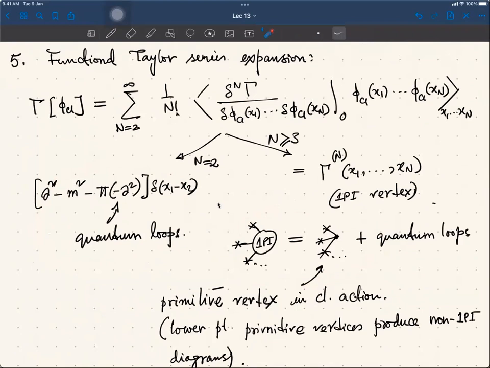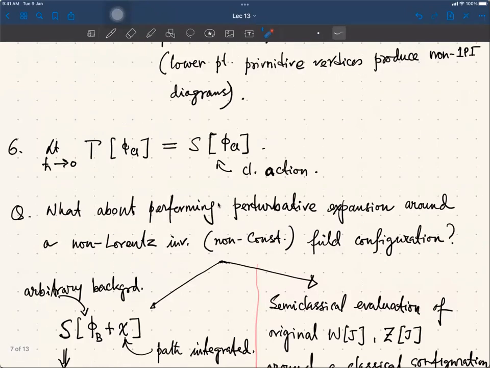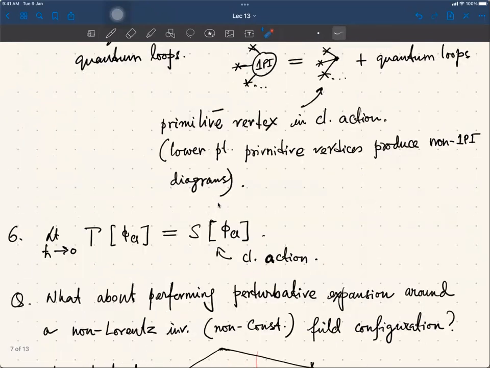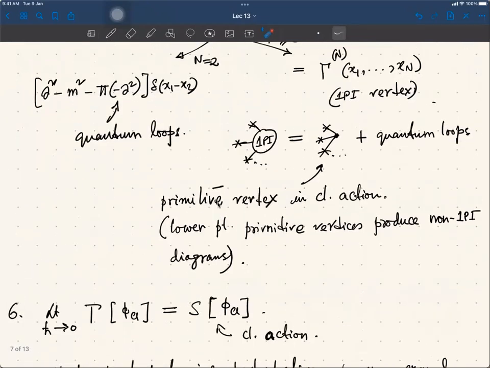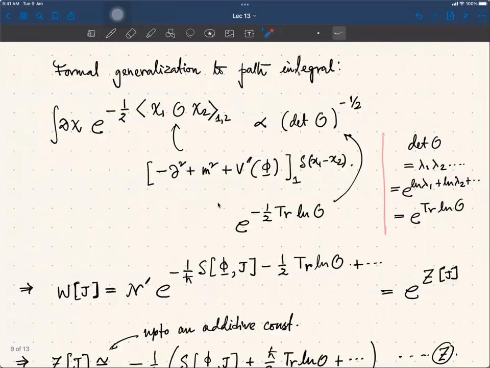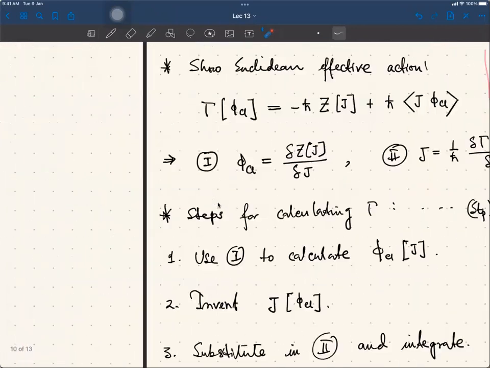That shows that for a perturbative expansion around a Lorentz invariant vacuum, this statement is true. But this statement is more generally true, even in the semi-classical expansion, when you expand the action not around the Lorentz invariant constant vacuum, but around an arbitrary classical solution. This result is true. This is what is being shown here.